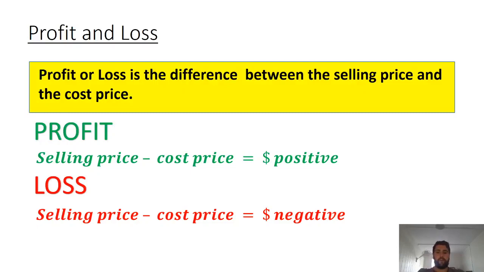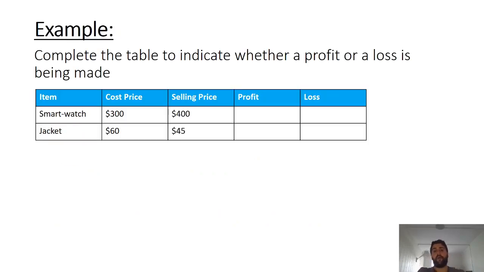So let's look at an example question that you could get and see how we're going to solve it. I've got a table here where we've got to have a look at the information we're given and decide whether we're making a profit or a loss on the item that's selling. The first example is a smartwatch. To find out whether it's a profit or a loss, we're going to find the difference between the selling price and the cost price.